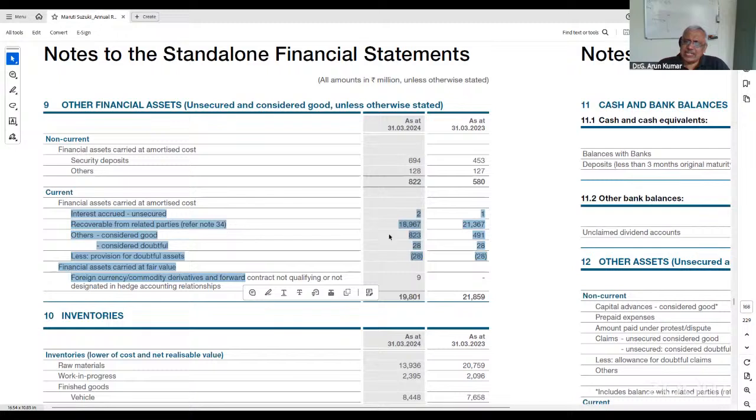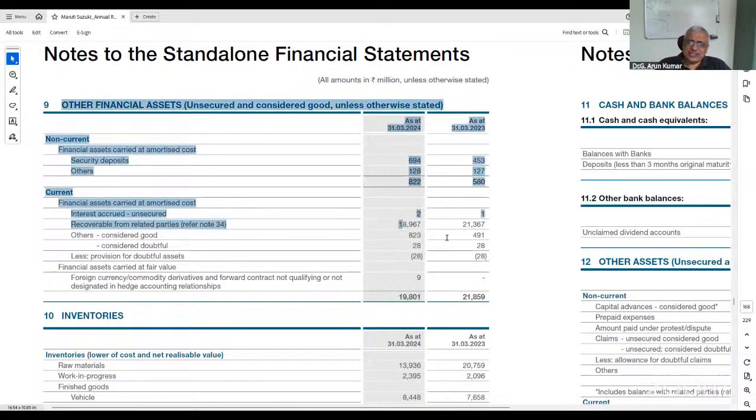Recoverable from related parties. That is, it's an asset, interest accrued. I have invested money, interest accrued. That fellow has not paid me, so it is recoverable. That is, it's an asset. Other goods, doubtful, less provisions out there. Then financial assets carried at fair value. That is currency, your currency hedging and other things out there. All these become financial assets.